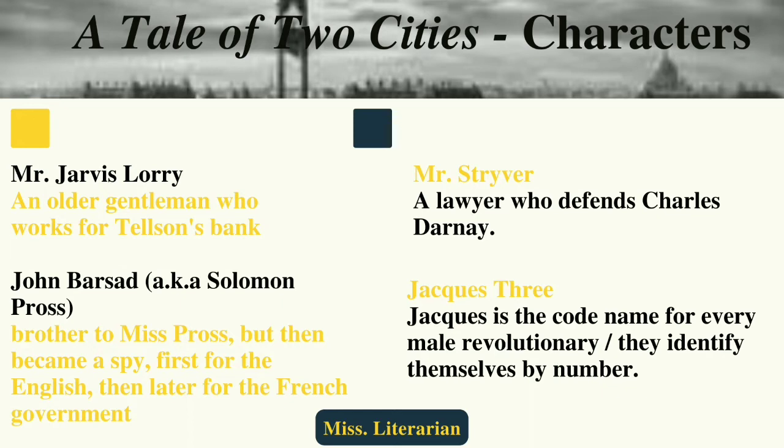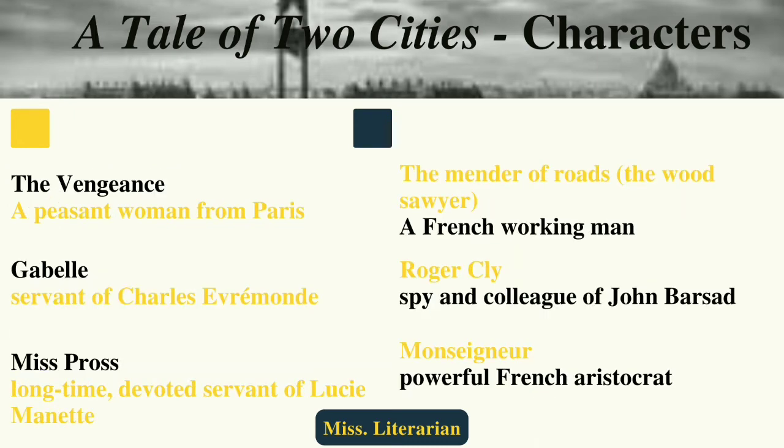At first, he is a spy for the English and then he becomes a spy for the French government. Jacques Three. Jacques is the code name for every male revolutionary. Those revolutionaries identify themselves by number. Jacques Three is a cruel, bloodthirsty man who represents the corruption of the revolution's ideal. The Vengeance is a peasant woman from Paris. She has a close association with Madame Defarge.